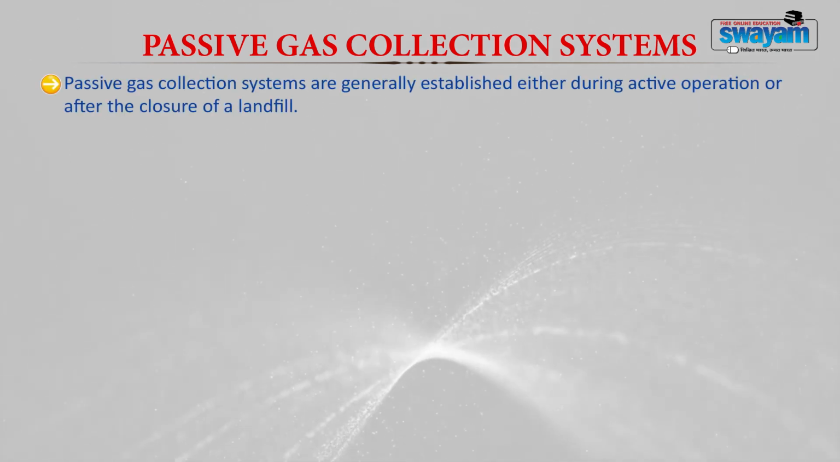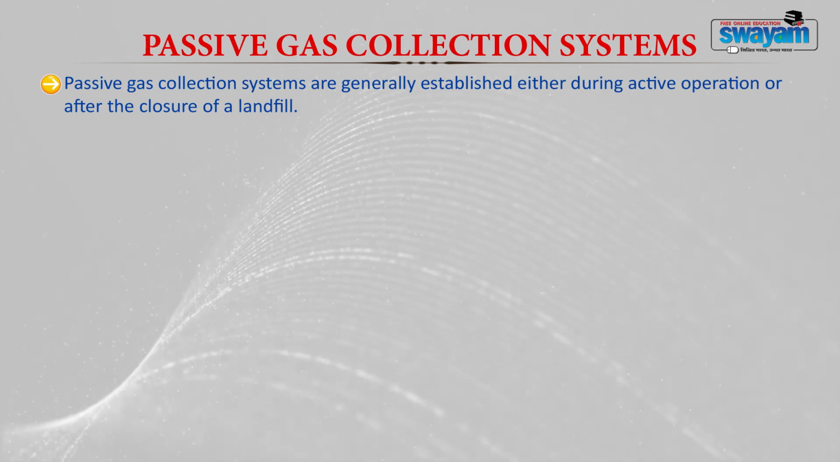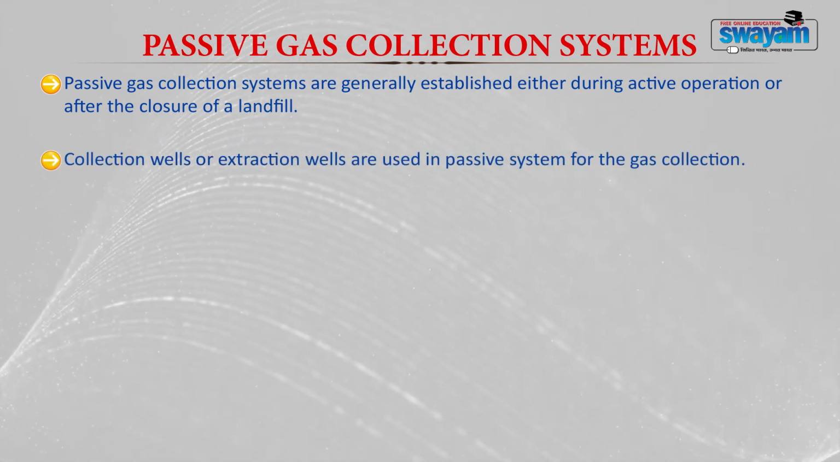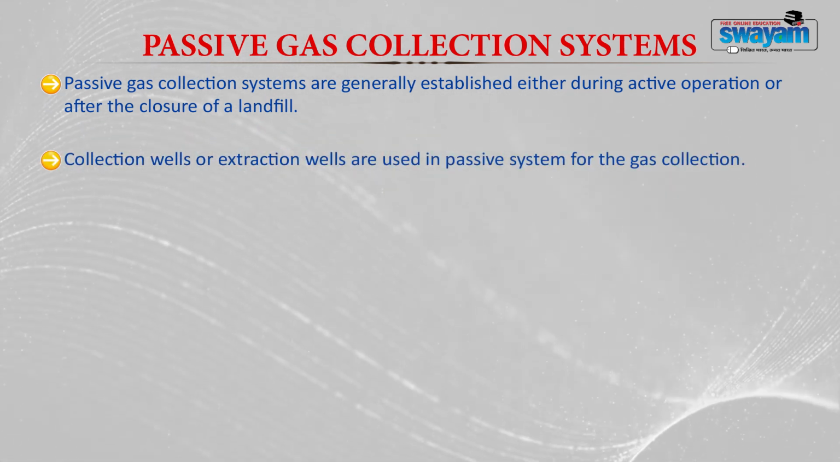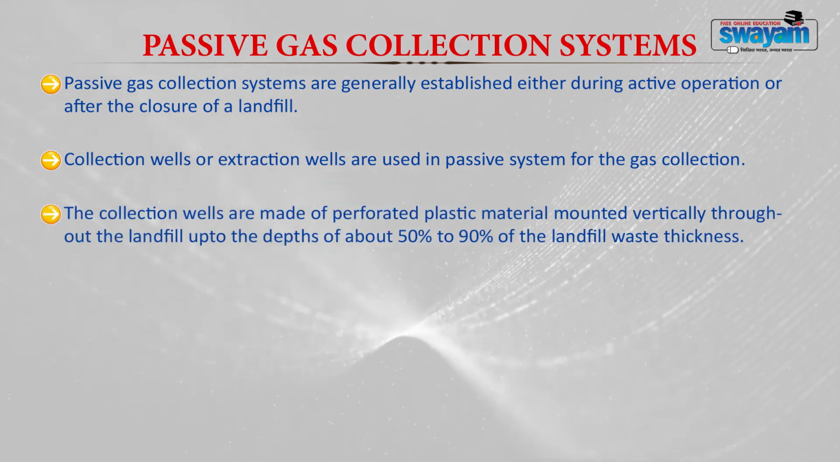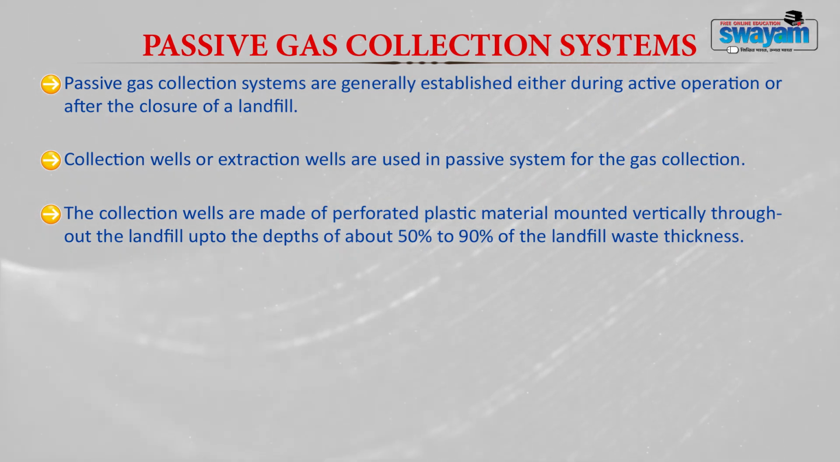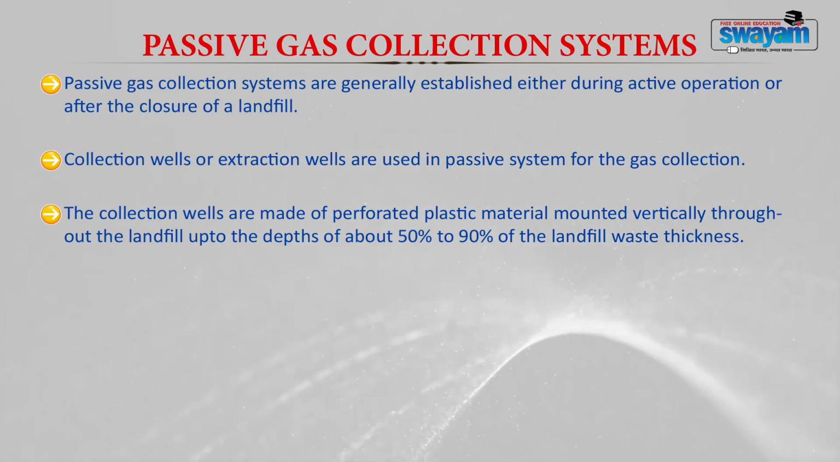There are two gas collection systems which are available. One is the passive gas collection system and the other one is the active gas collection system. The passive gas collection systems are generally established either during active operation or after the closure of the landfill. Collection wells or extraction wells are used in passive systems for gas collection. These wells will generally be made of perforated plastic material, mounted vertically throughout the landfill up to a depth of about 50 to 90% of the landfill waste thickness.